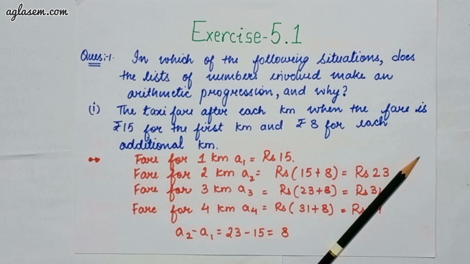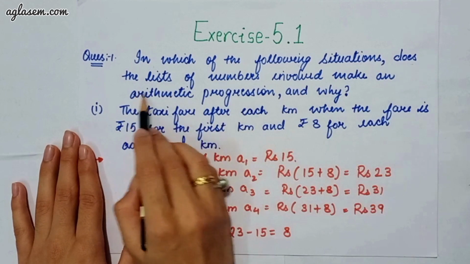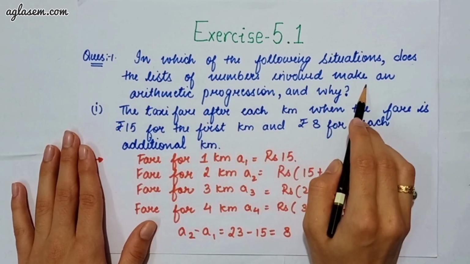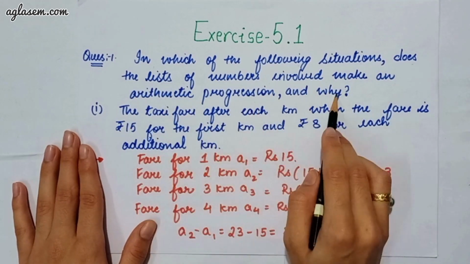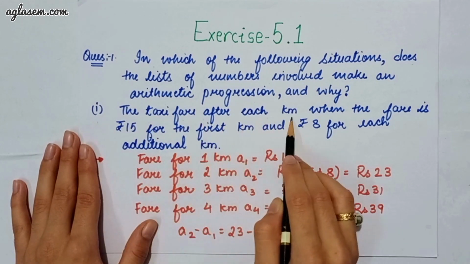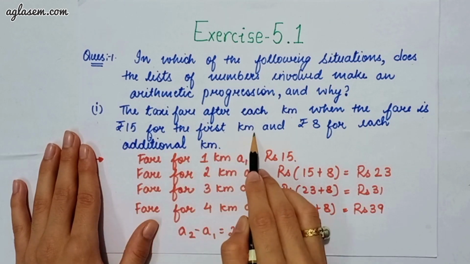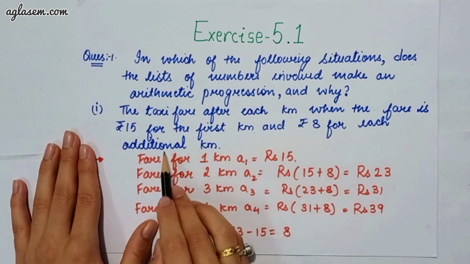So starting with the first exercise, that is 5.1, our first question says, in which of the following situations does the list of numbers involved make an arithmetic progression and why? First part says, a taxi fare after each kilometer when the fare is rupees 15 for the first kilometer and rupees 8 for each additional kilometer.